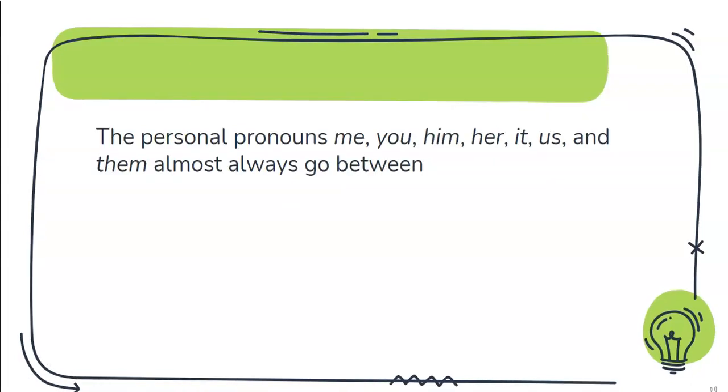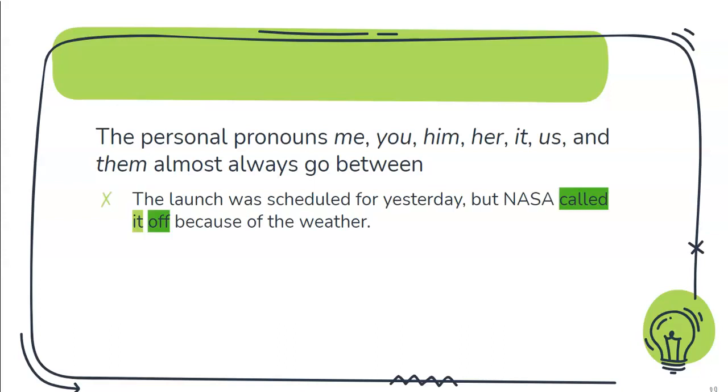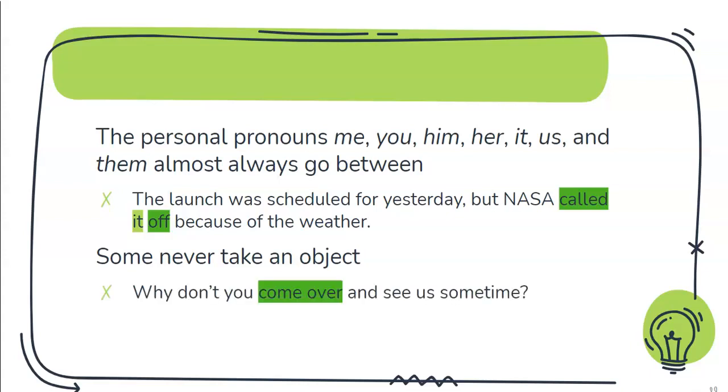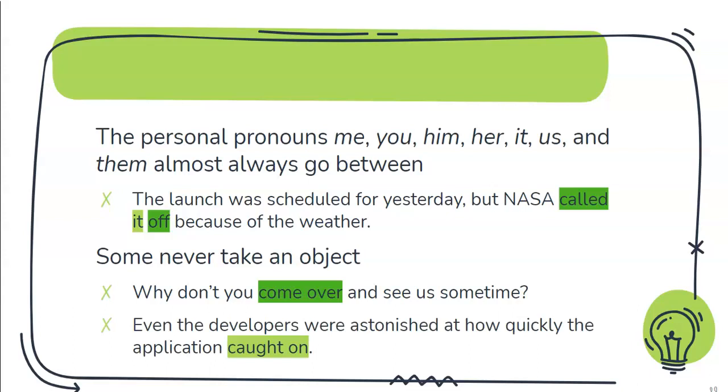The personal pronouns me, you, him, her, it, us, and them are almost always placed between the parts. "The launch was scheduled for yesterday, but NASA called it off because of the weather." Sounds much better than "called off it." Some phrasal verbs never take an object. For example, come over, meaning to visit, and catch on, meaning to become popular. "Why don't you come over and see us sometime?" And "Developers were astonished at how quickly the app caught on."